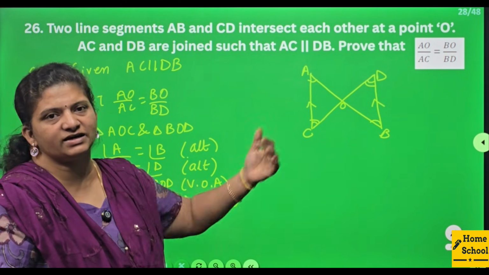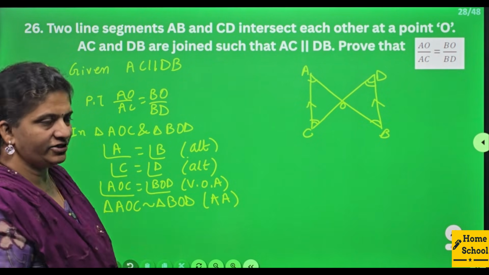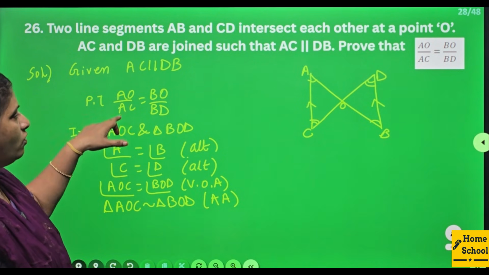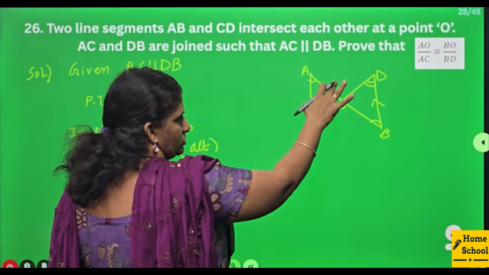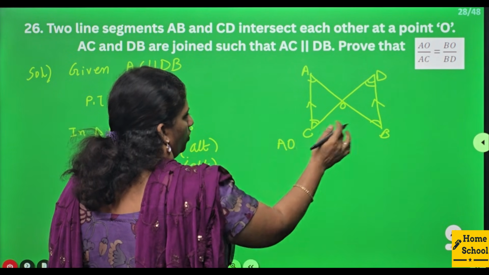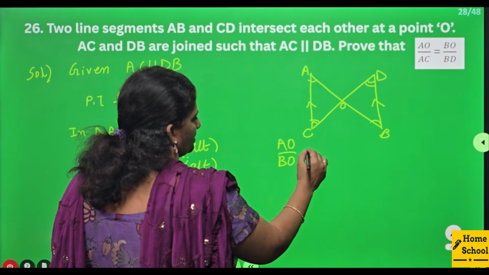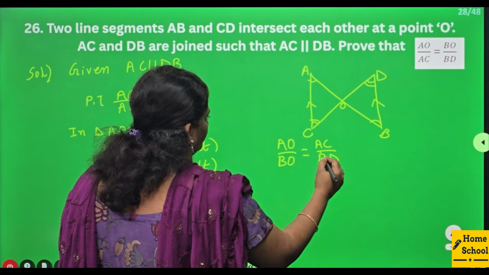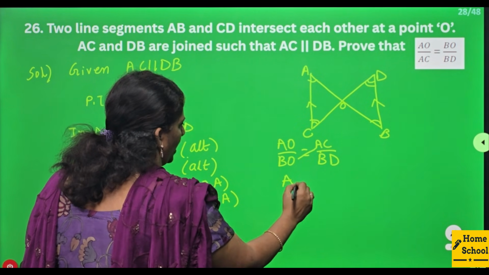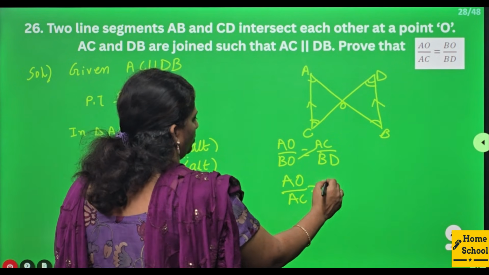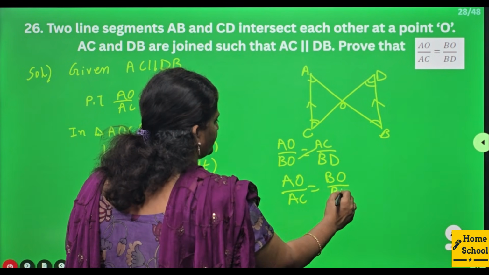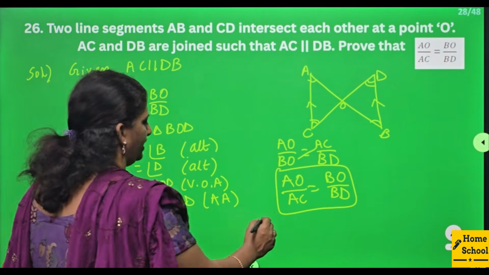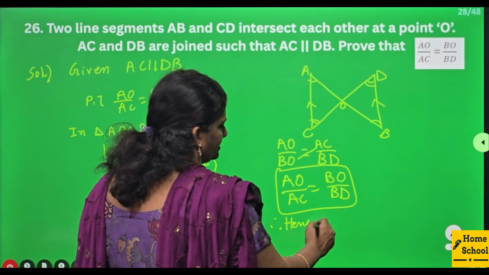If these two triangles are similar, then you can equate their ratios. Which ratios are we going to equate? Observe the one we need to prove, AO by AC. For AO and AC, you compare these two sides: AO by BO is equal to AC by BD. Now cross multiply: AO by AC is equal to BO by BD. This is the one we need to prove. Therefore, hence it is proved.